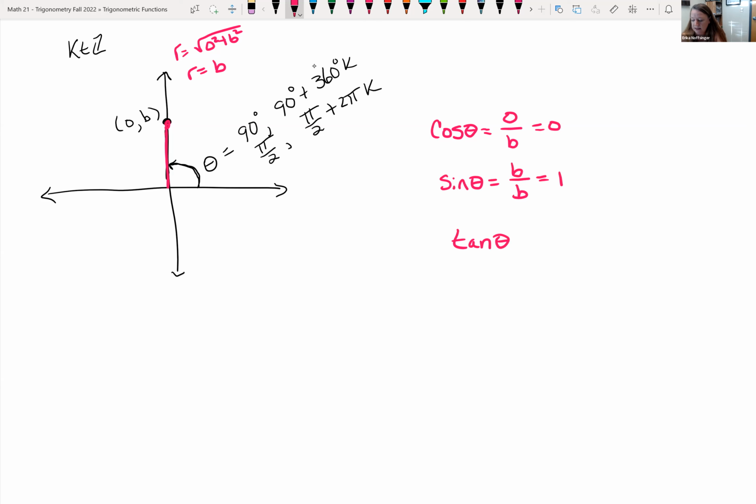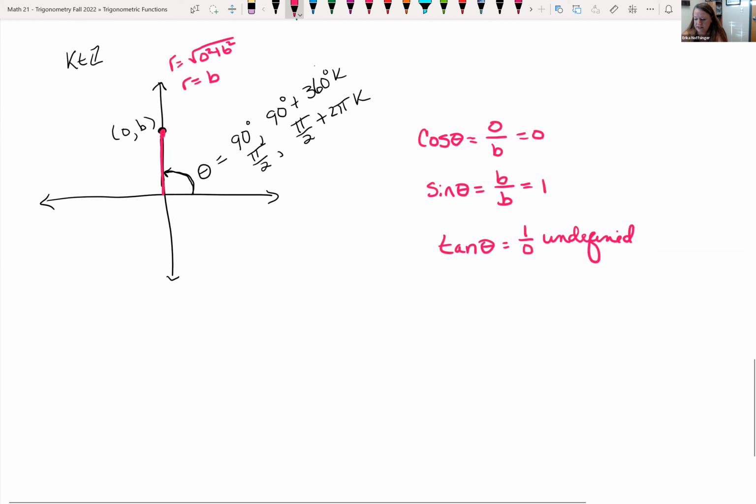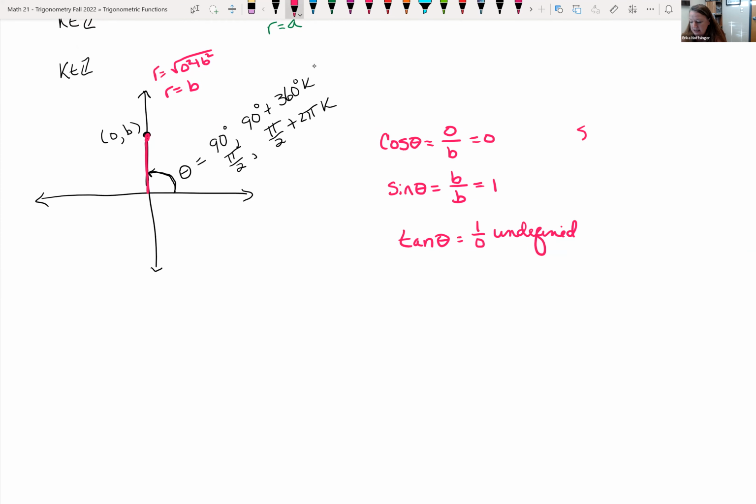Tangent theta, this is cosine over sine. I'm sorry, tangent theta is not cosine over sine. It's sine over cosine, which is 1 over 0, which is undefined. The reciprocal function of cosine theta is secant theta, and we can't divide by 0, so secant theta is undefined. Cosecant theta is 1. And cotangent theta, that's the cosine over sine. Well, cosine, which is 0, over 1 is 0.